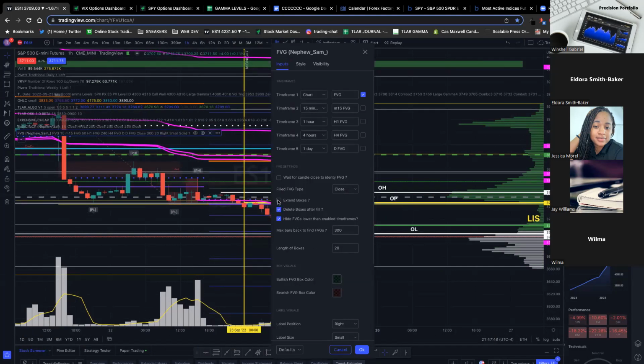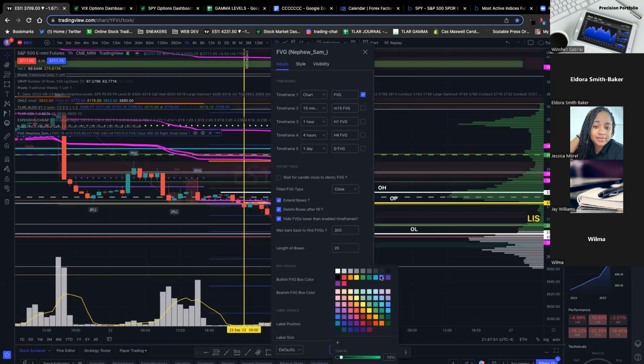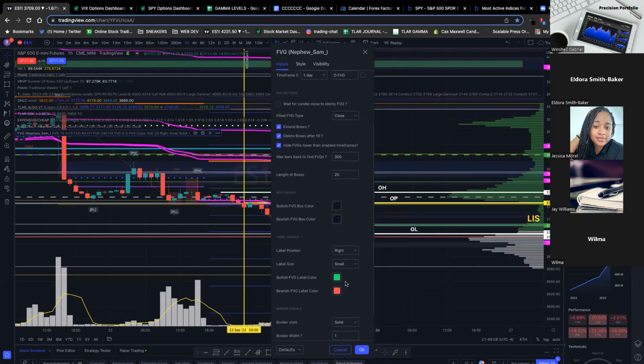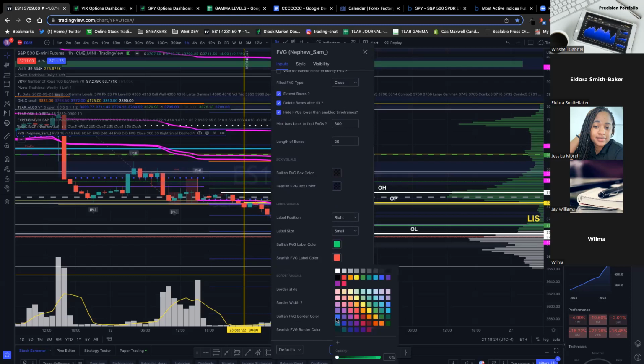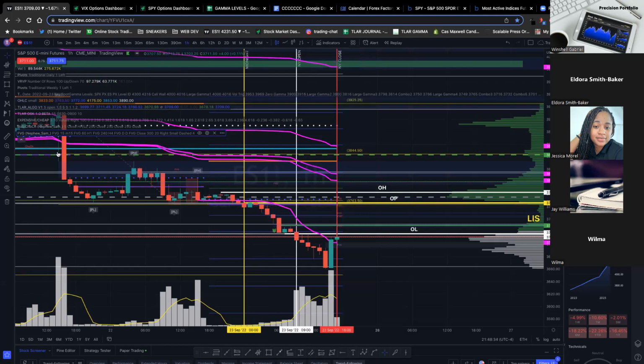So extend boxes, and I just changed mine. Like I said, different colors. So my bullish ones are white. And my bearish ones are, I think, blue. I just put the dashes around them wherever it's at. Border style. This one's on a border color. I think I put it as gray. Might be. I'll set it back up in them. Okay. But it's pretty much the same type.